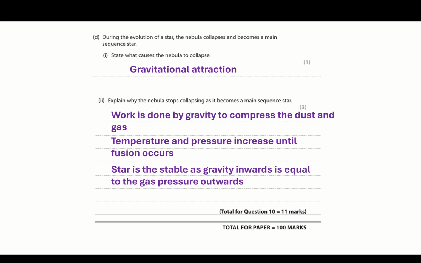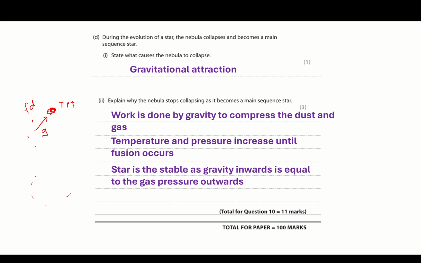So if we quickly go through, I've got dust and gas. In one place there's slightly more. This does work by gravity, force times distance. Temperature of this goes up, pressure of this goes up. Now we get fusion. Eventually, the star will expand and it won't be very stable at the start.